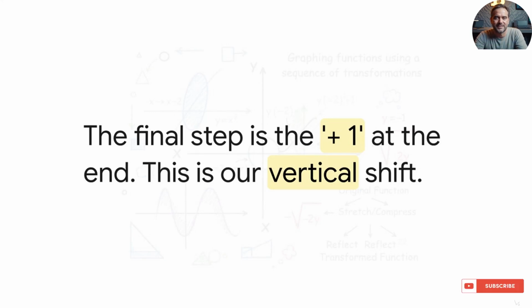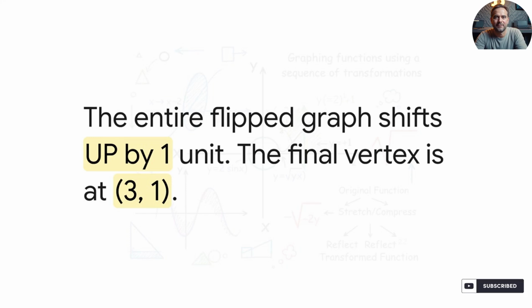We are on the final step. The very last piece in our blueprint is that vertical shift, which is that little +1 hanging on at the end. And this is the easy part. That +1 just tells us to take our completely transformed graph and slide the whole thing straight up by 1 unit. So that vertex moves from (3, 0) up to its final resting place at (3, 1). And that's it. Our masterpiece is complete.